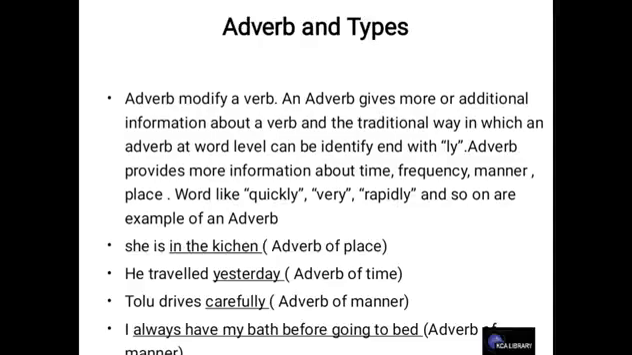The traditional way in which an adverb at word level can be identified is that adverbs end with the suffix ly. Adverbs provide more information about time, frequency, manner, and place. Words like quickly, very, rapidly, slowly, and so on, are examples of adverbs.